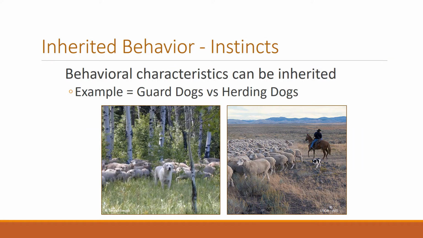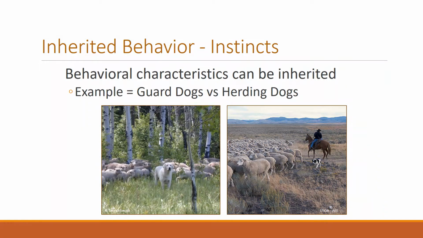Animals, in this case dogs. On the left is a guard dog. A guard dog is raised with sheep and protects sheep. Actually, it probably thinks it's a sheep. It wants to be with sheep. The sheep consider that guard dog a part of their flock, versus herding dogs, which are actually building on their predator instincts. They're running after sheep and the sheep are running away.